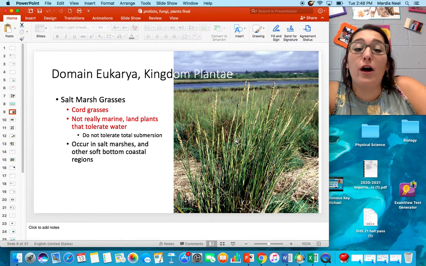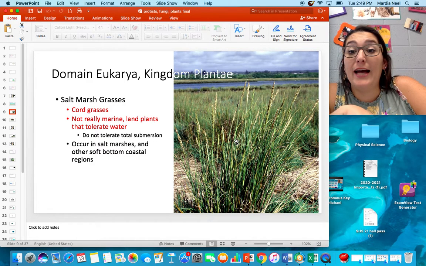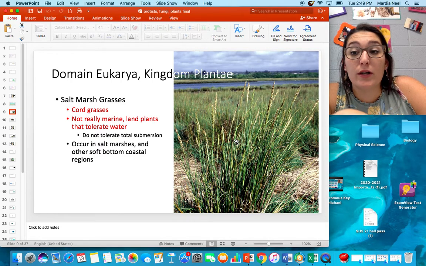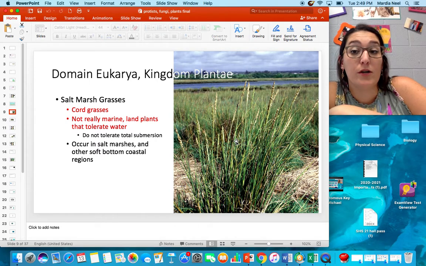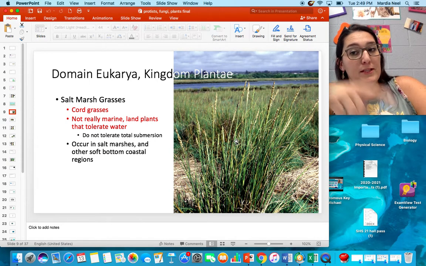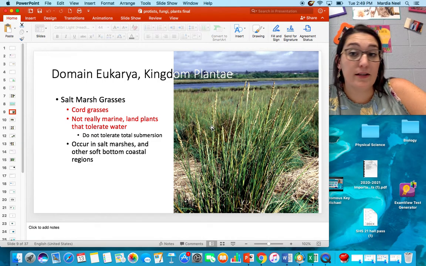It occurs in soft bottom coastal regions. It's not dominant to any area that has a rocky bottom. However, there are invasive species of cord grasses that have invaded the west coast in the California, Oregon, Washington area that are starting to take over those rocky shores there. We're doing the best we can to eliminate it, but it is a concern.